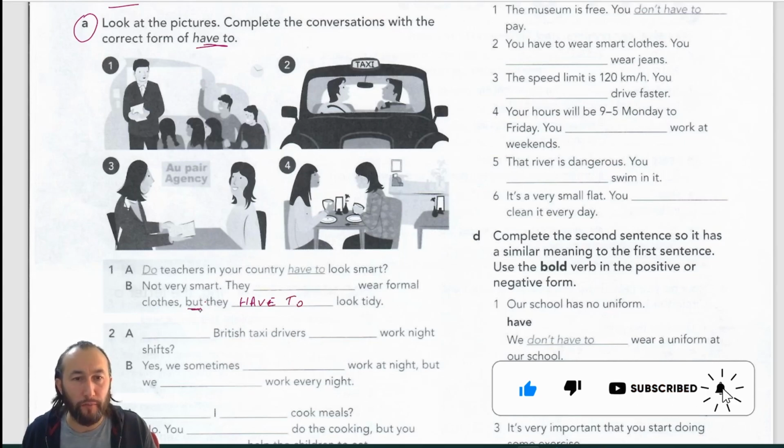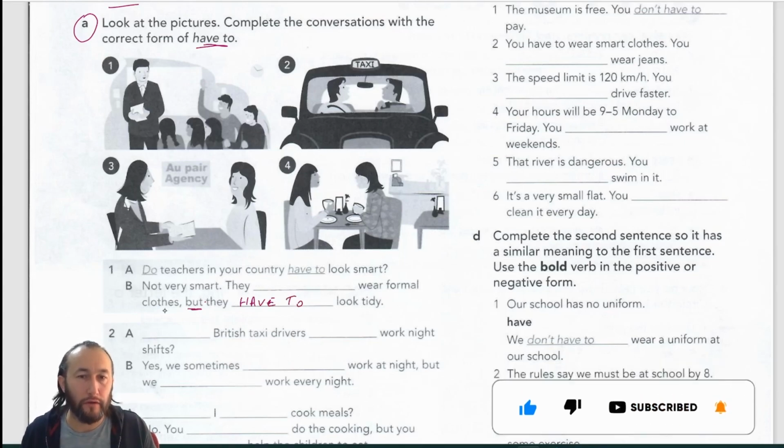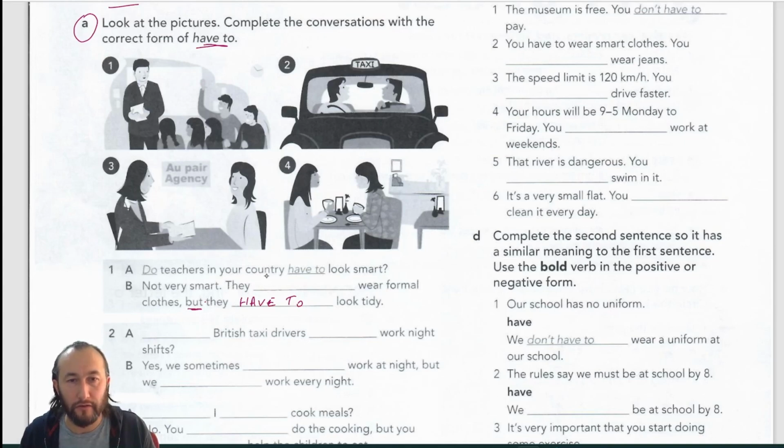So because of but, they don't have to wear formal clothes, right? So they don't have to. So that means it's optional for them. If they would like to wear formal clothes, I mean the teachers, that's fine. But they don't have to. But what they have to do is look tidy, not dirty, not disorganized. They have to look organized and tidy and clean, right? So number 2, so this taxi conversation.